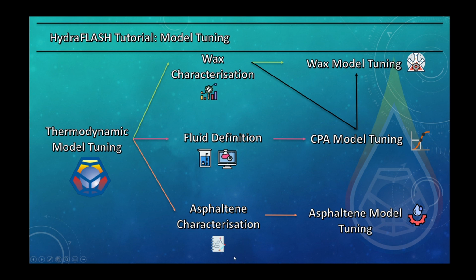For asphaltene, you need to characterize the fluid using SARA analysis. When the fluid is characterized, it can be input in asphaltene model tuning, and then that will tune the model using all the data you may have in asphaltene, or a combination of them: titration data, depressurization data, or saturation data.